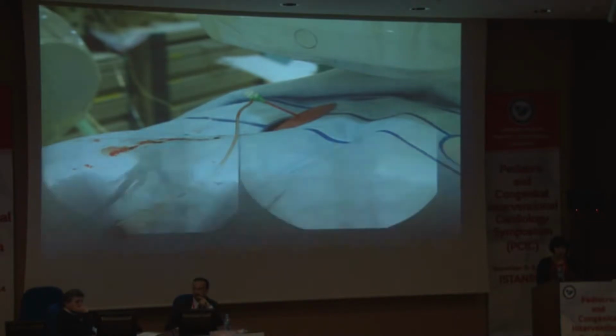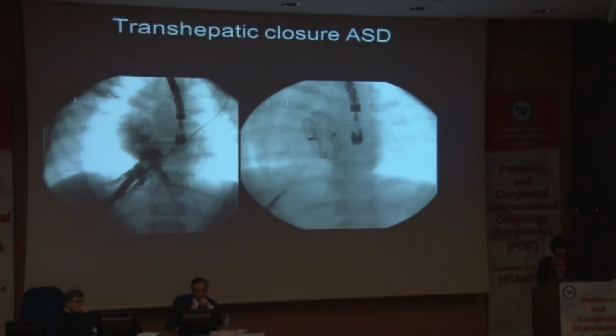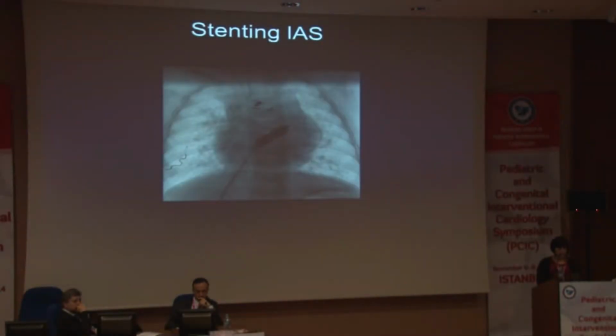Obviously, before you insert your sheath, you will check that you're in the right position, and then you can start with your intervention. So this is an example of a patient where an ASD was closed via transhepatic route, a straightforward pathway. And obviously, if you look at the size of the sheath, you can imagine if you take the sheath out without closing the entrance site, you will have some problems. I'll come back to that just now.